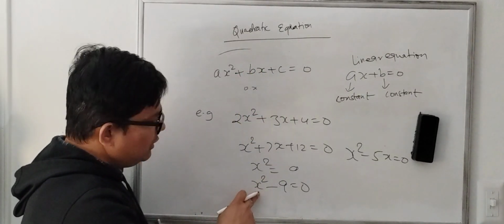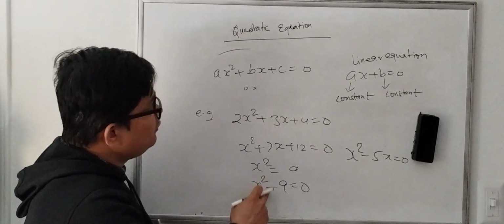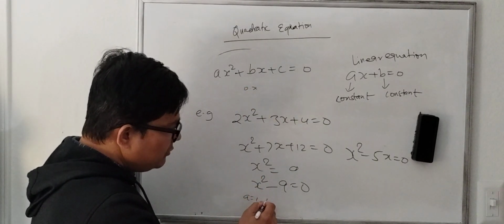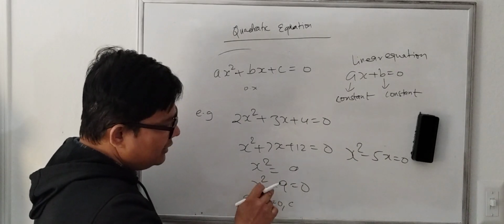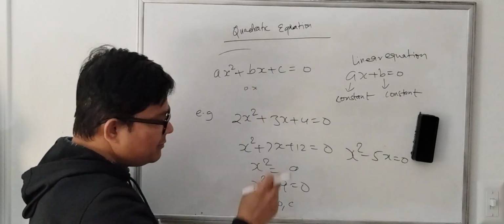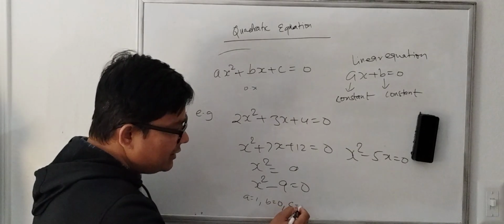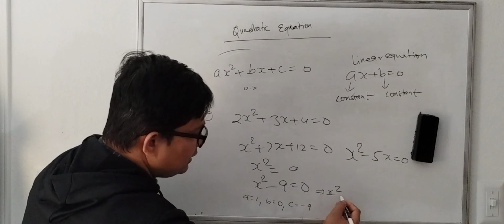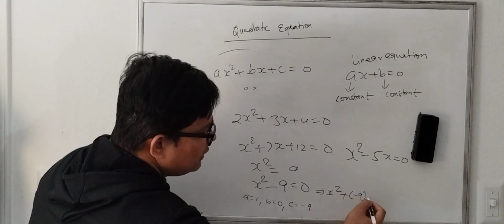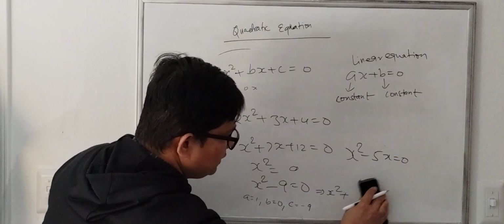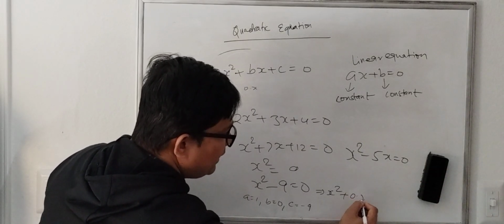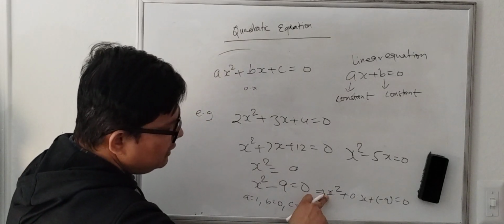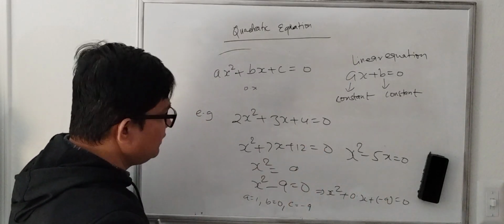What about this one? A is 1. Do we have an x term here? No, we don't have. So a is 1 here, b is 0, and what is c? It is plus c here, but we have minus 9. It means c is minus 9. Never forget the sign, because this can be written as x squared plus minus 9, or let's also write the x term here: 0 times x plus minus 9 is equal to 0. So you see here, a is 1, b is 0, and c is minus 9.